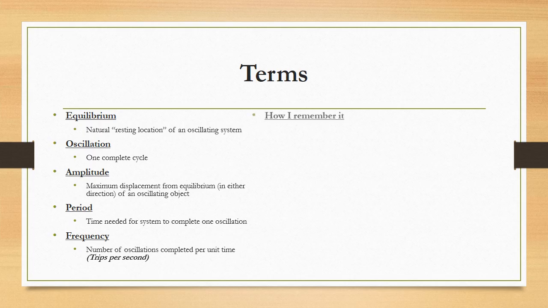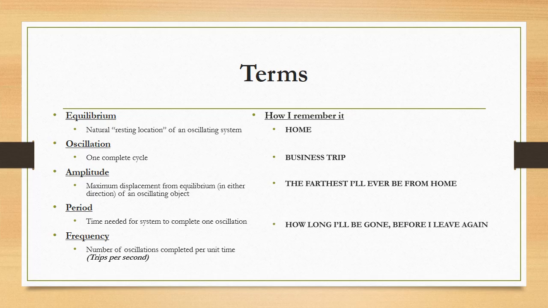So here's how I sort of think of these things. It kind of helps me. Equilibrium is like your home position. Oscillation is a business trip, or really just any trip. You're going to go somewhere and then you're going to come home. Amplitude would be how far you'll ever be from home. Your period is how long you're going to be gone before you take off for another trip. So what is the time for one full trip before another one begins? And then frequency is how often you will return to home. How often will you pass through the starting point?